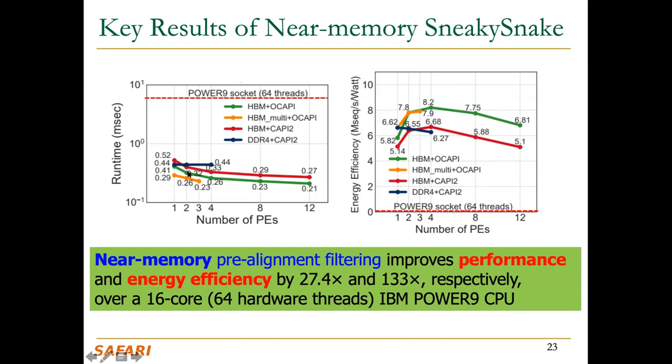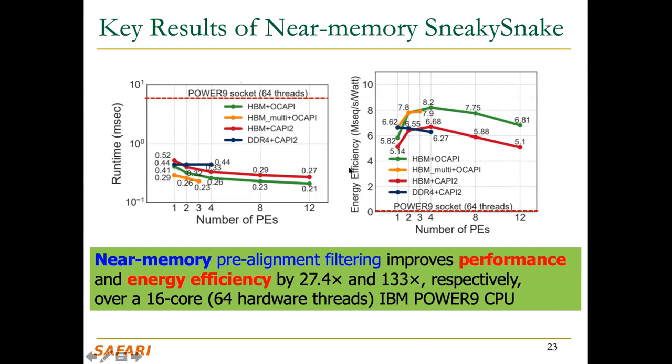It can scale very well and use the connection of OCAPI, or this framework, to transfer the data from the HBM to the FPGA. Now with the energy saving, you can see the energy efficiency is almost zero, which means it's really high. So this is compared to the 64 threads using a Power9 machine. So the energy is really very high for these devices.